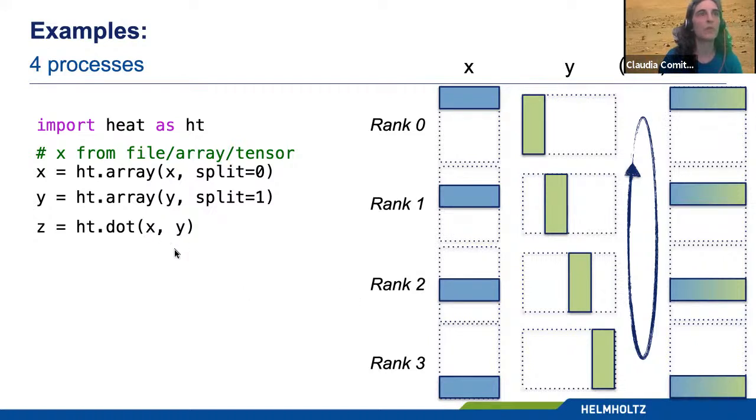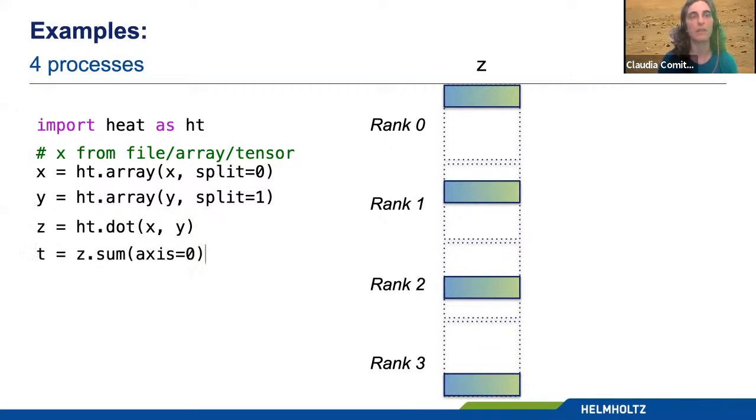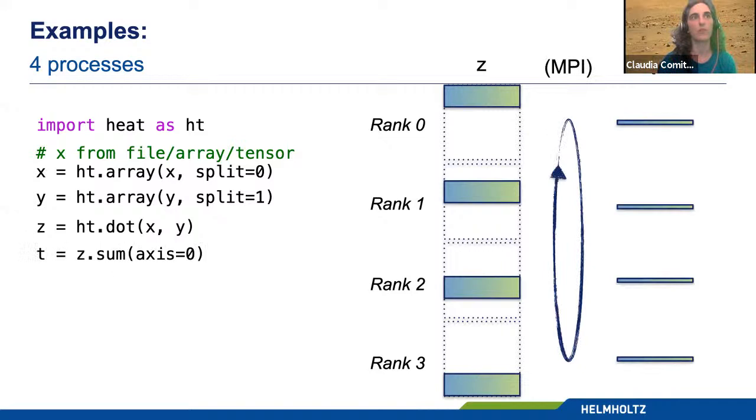So from the point of view of the user, you can just run the dot product on these two distributed arrays, as you would do with NumPy. You wouldn't have to worry about what's going on in the background. But of course, in the background, there is some communication happening in order for Z to be a distributed dot product. And one thing I want to bring up again is that a DNDarray is not just a collection of independent data slices on your processes. It is a single entity. So whatever follow-up heat operation you want to run on these DNDarrays, it will also be a distributed operation.